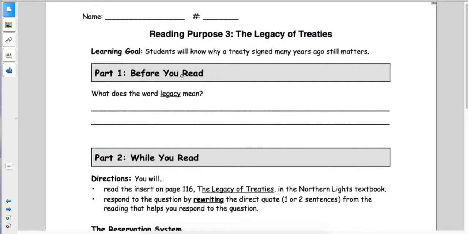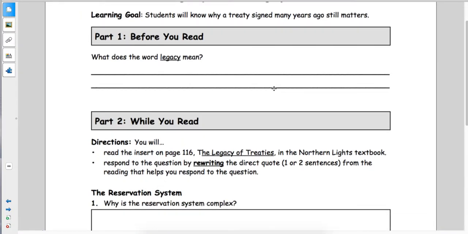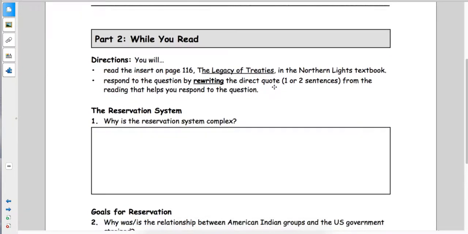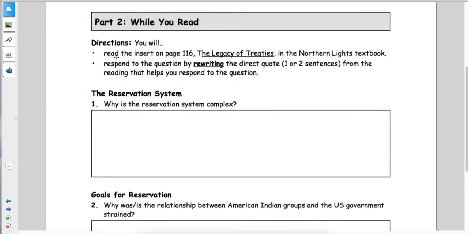As a class, you already completed the before you read activity and you defined what a legacy is, so you know what the word legacy means. And also learning goals. Students will know why a treaty signed many years ago still matters. But while you read, this is what you're doing. You will read the insert on page 116, The Legacy of Treaties in the Northern Lights textbook. I just showed you that.